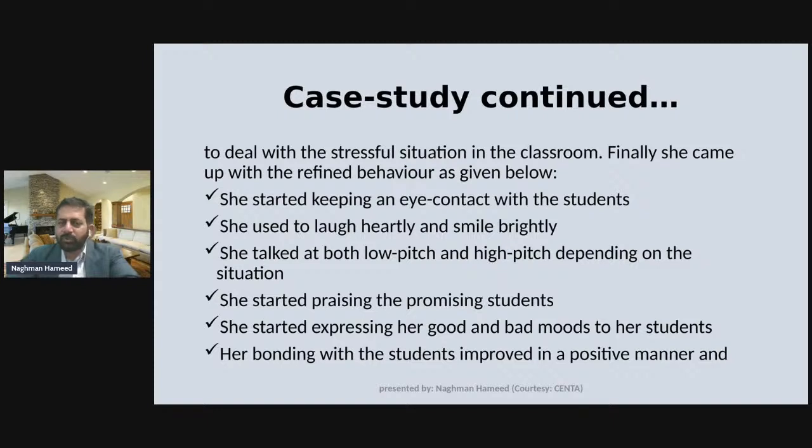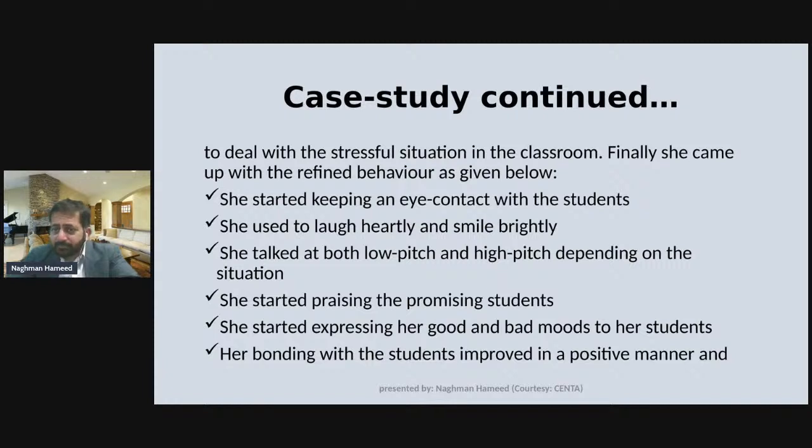She talked at both low pitch and high pitch depending on the situation, right? Sometimes very low pitch. We can depict this with a singer's voice. They sing at low notes and sometimes at high notes. She started praising the promising students, and students started becoming satisfied. She started expressing her good and bad moods to her students. So she became more expressive, which she was not in the past, and that had created a problem. It's not a compulsory thing, but it helped her a lot.